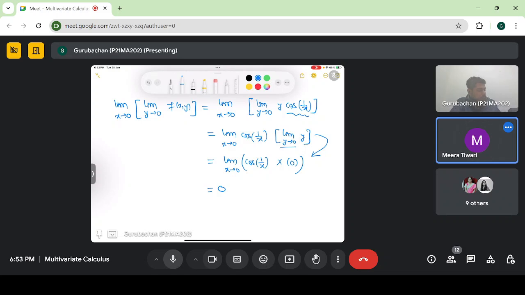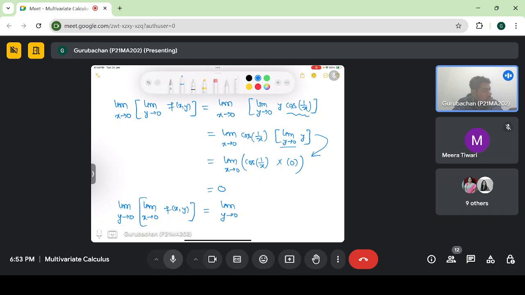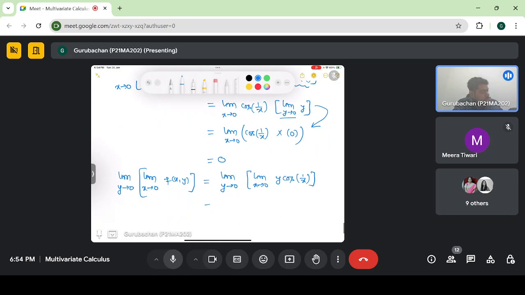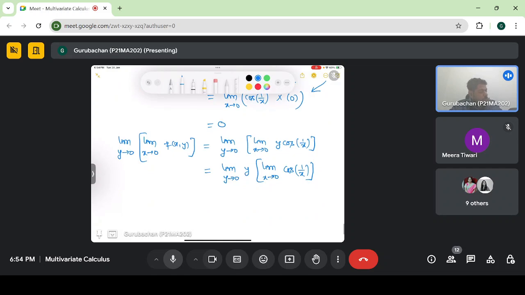Now the next part is limit y tending to 0, limit x tending to 0 of the function f(x, y). So limit y tending to 0, limit x tending to 0, y cos 1 by x. Since that y factor is independent of x, it will come out, and the left part will be limit x tending to 0 of cos 1 by x.